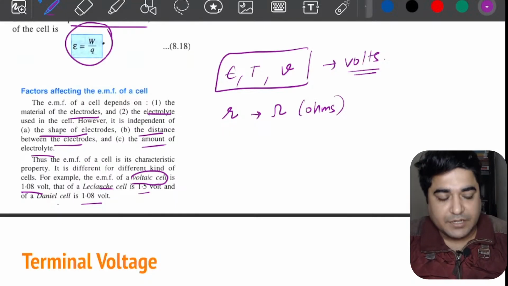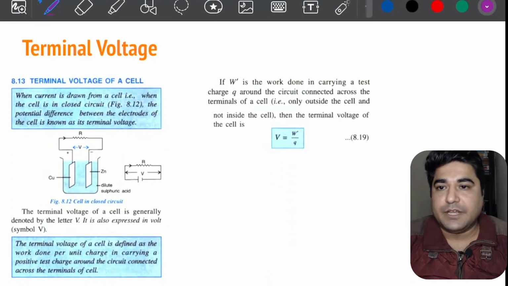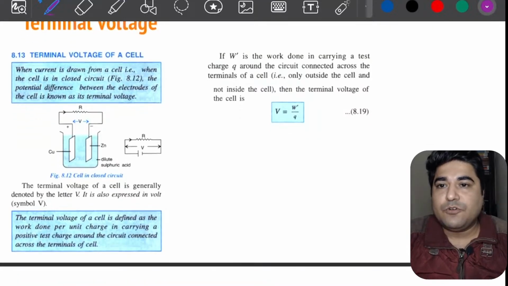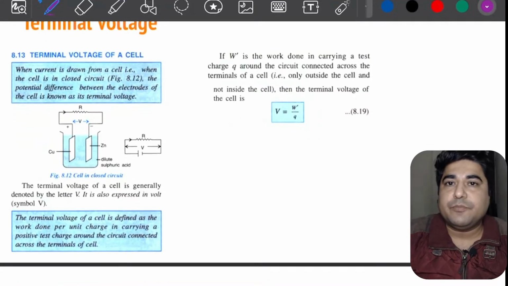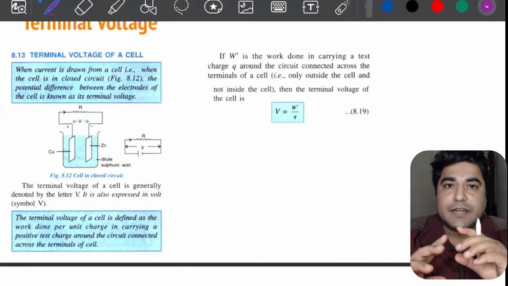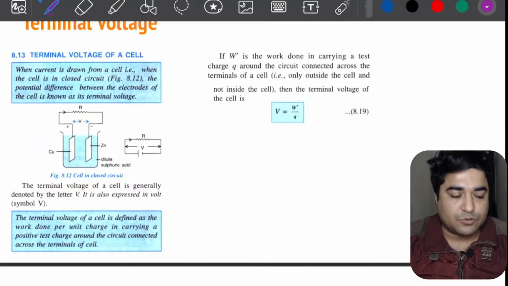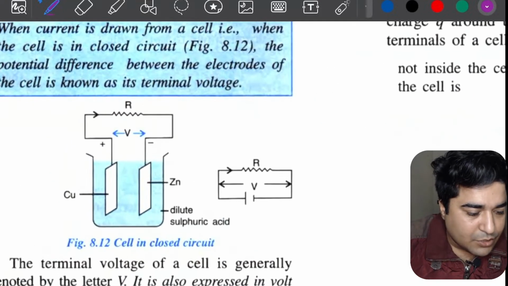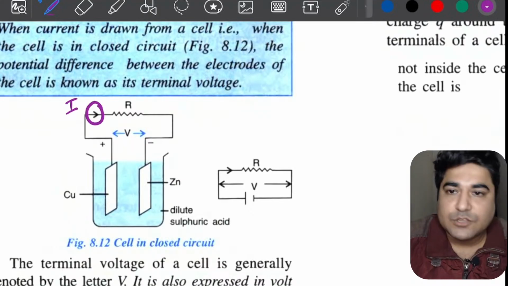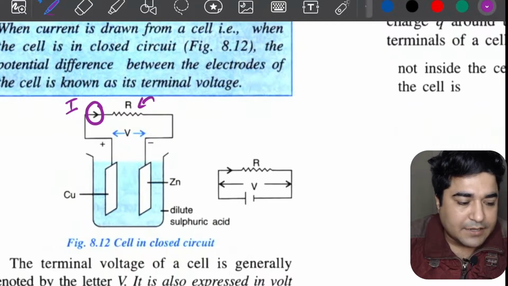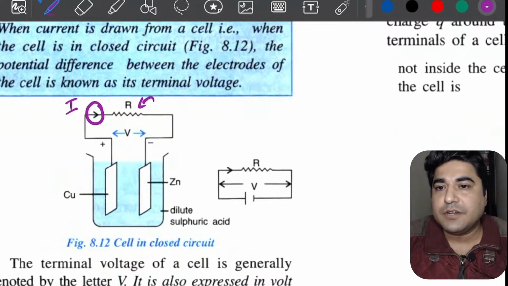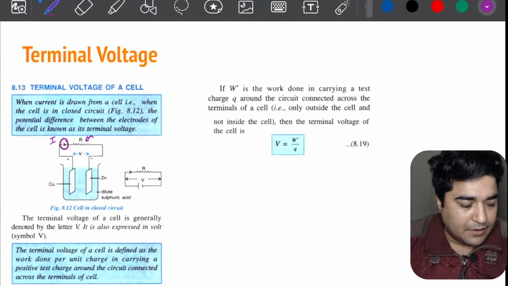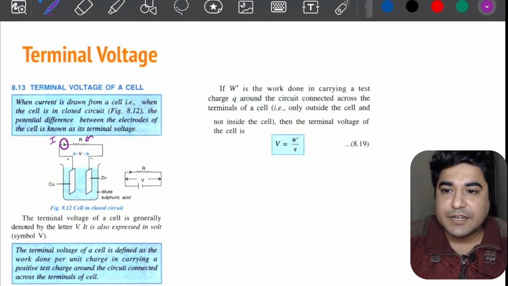Now jump on to the next concept, which is the terminal voltage. Terminal voltage is what we have when the circuit is closed and some current is flowing through it. If you look at this, you can understand that the current I is flowing through the circuit, and this is the normal resistance. This has nothing to do with the internal resistance, and we'll talk about the internal resistance later.